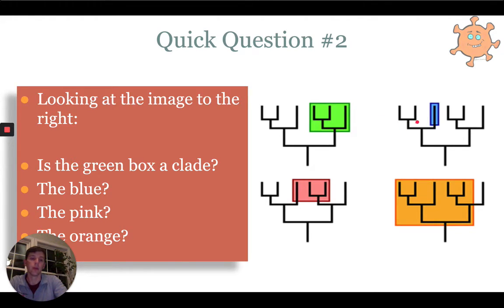What about the blue one? Again, one cut, and all of the descendants are going to fall off. And so again, this would be an example of our smallest clade that we have.